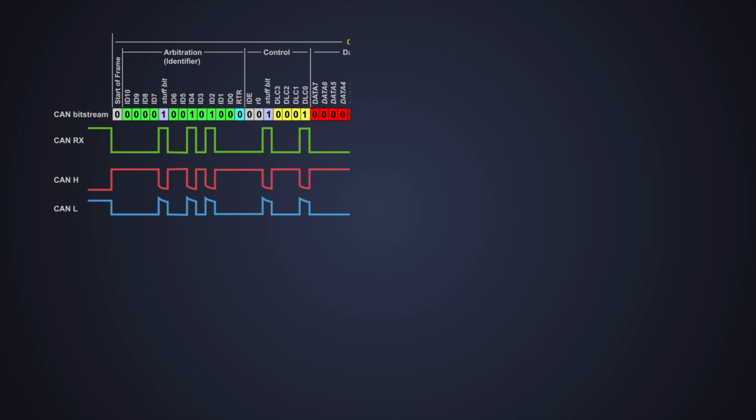Next 8 bytes are the data field with application data. This is the actual useful information for the receiving node. The limit for CAN data byte size is 8 bytes only. We can't send more than 8 bytes in a single frame.